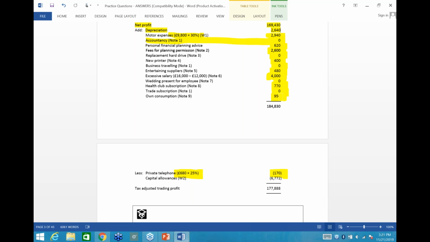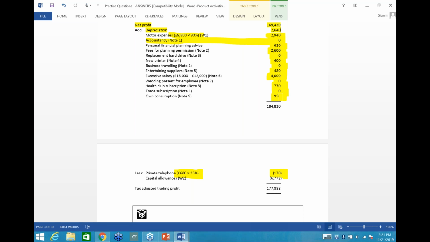Then we have something called small pool WDA. I'm giving you a summary for this capital allowance computation. We have something called small pool WDA. That is a situation where the main pool balance or the special rate pool balance for a period of account of 12 months is limited to £1,000 or less. If the main pool or special rate pool balance becomes £1,000 or less, then you don't have to claim 18% or 8%. Instead, you can claim the full amount.